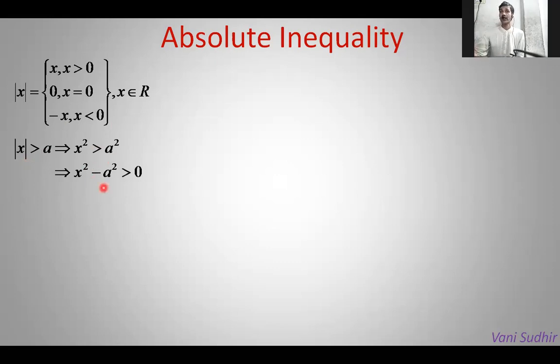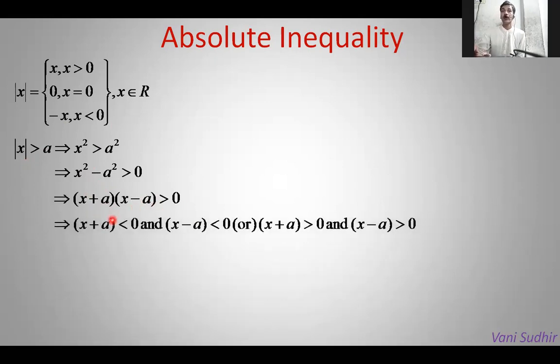Adding a square on both sides, we get an expression in the form of a square minus b square. Then the factors are (a plus b) into (a minus b). See, these two factors are greater than 0. Then both factors should be negative, then only the product will be positive, or else both factors are positive, then also the product is positive. These two possibilities are there.